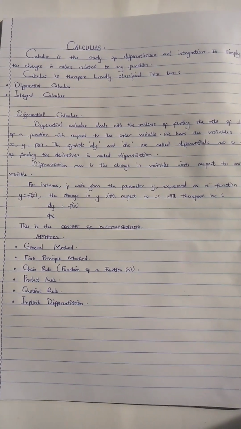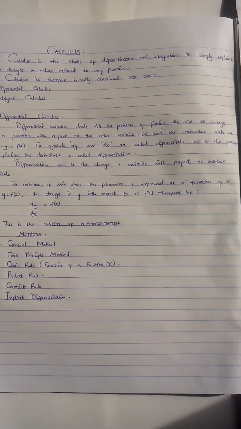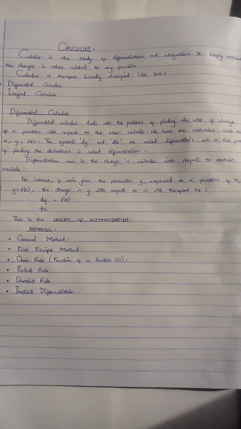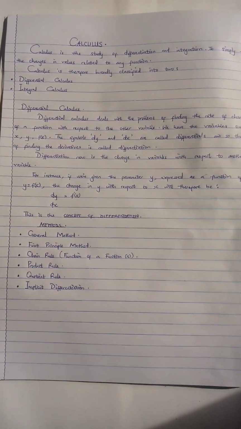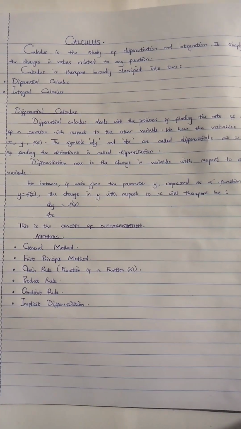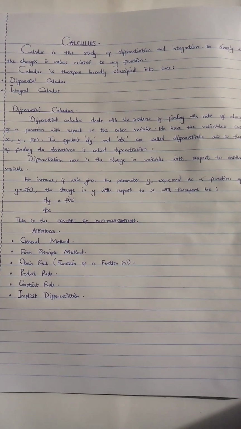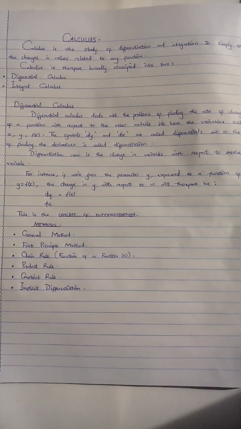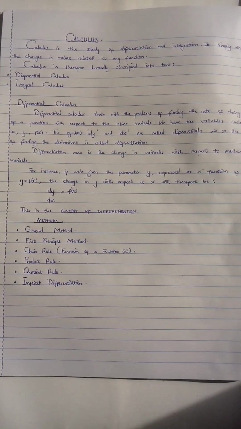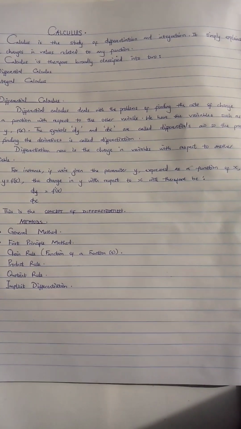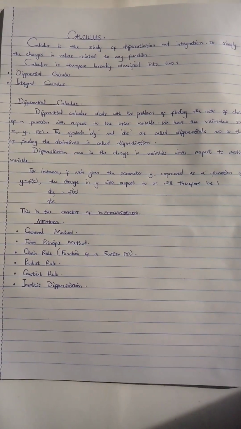Differential calculus deals with the problems of finding the rate of change of a function with respect to the other variable. Please take note of this. We have these variables: x, y, f of x, and we have two symbols also, dy and dx. We call these differentials. The process of finding the derivatives is what we call differentiation. So differentiation is a change in variables with respect to another variable.